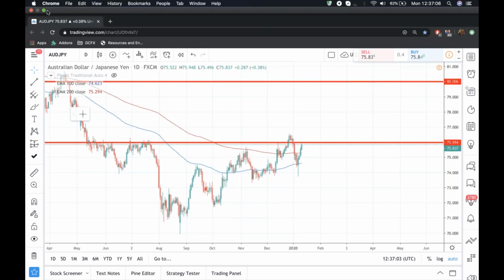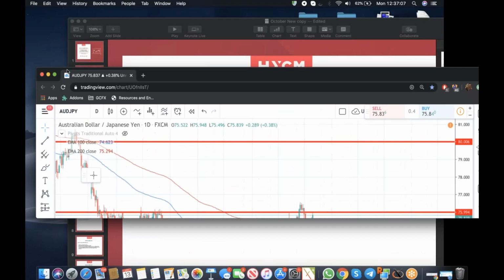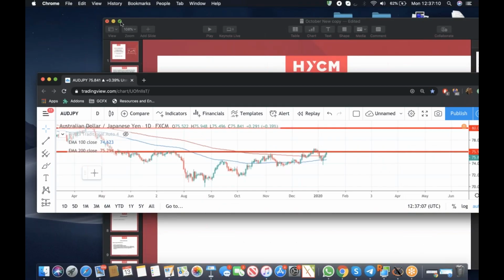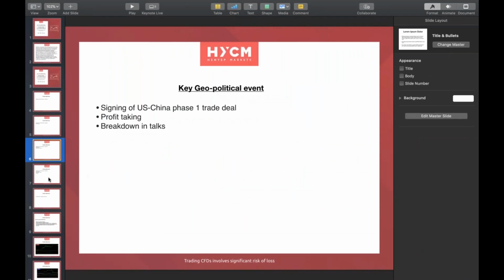So that's just what I'm looking at, just to help you see. Again, that's not trading advice. That's just showing you what I'm looking at. So breakdown in talks, I'd expect bids into gold and sellers on Australian dollar, Japanese yen.